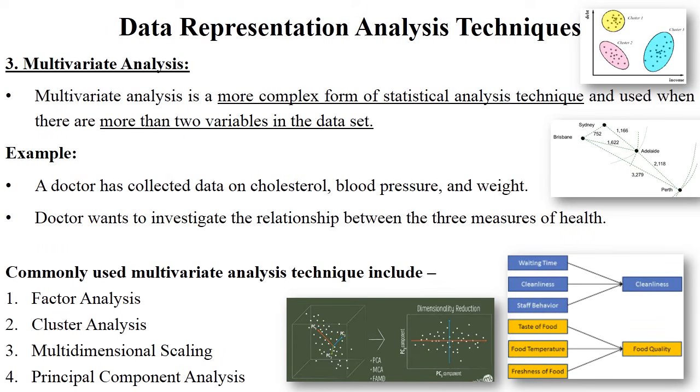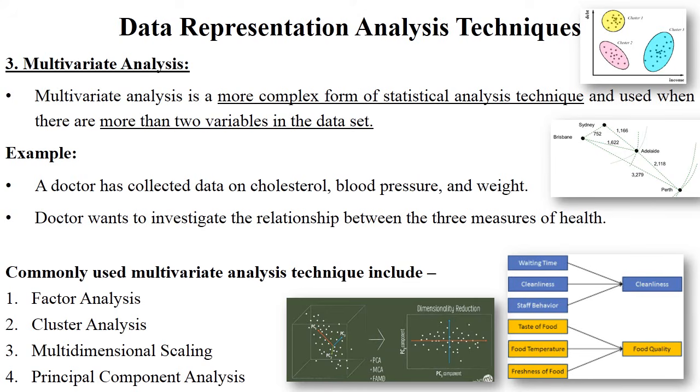Now, the next data representation analysis technique is multivariate analysis. Multivariate analysis is a more complex form of statistical analysis technique. When there are more than two variables in a dataset, at that time the multivariate analysis technique is used. See, these are some representations of multivariate analysis: factor analysis, cluster analysis, multidimensional scaling, and principal component analysis. See the first diagram, that is cluster analysis. There are a total of three clusters, and the three clusters have their own features and own similarities, right? So this is a multivariate analysis representation.